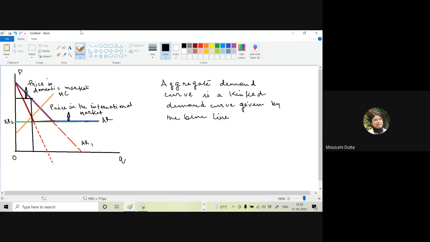Now, if we have this rising MC, this kind of rising marginal cost curve, this marginal cost curve is cutting the marginal revenue curve at this point. For a monopolist, for equilibrium, we need marginal revenue to be equal to marginal cost. I think you learned this in the first semester.